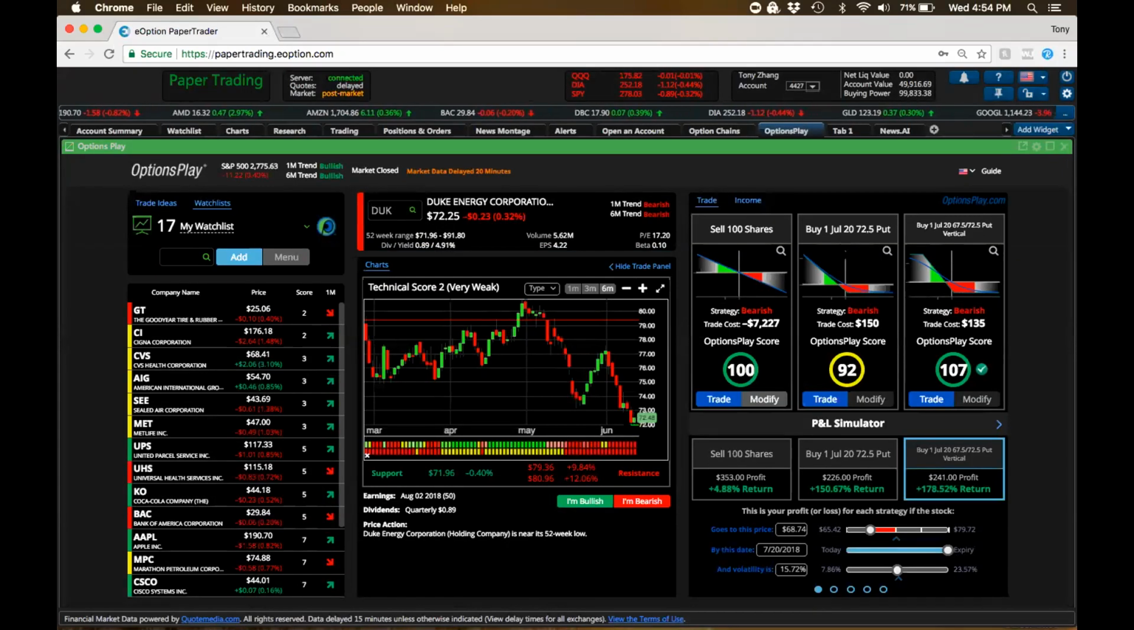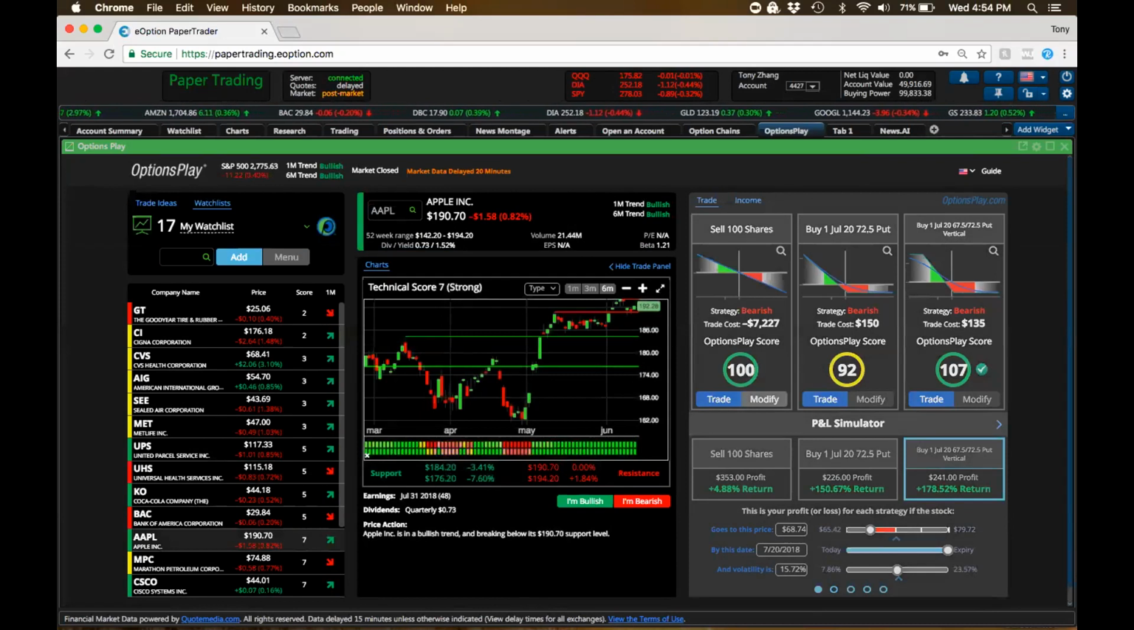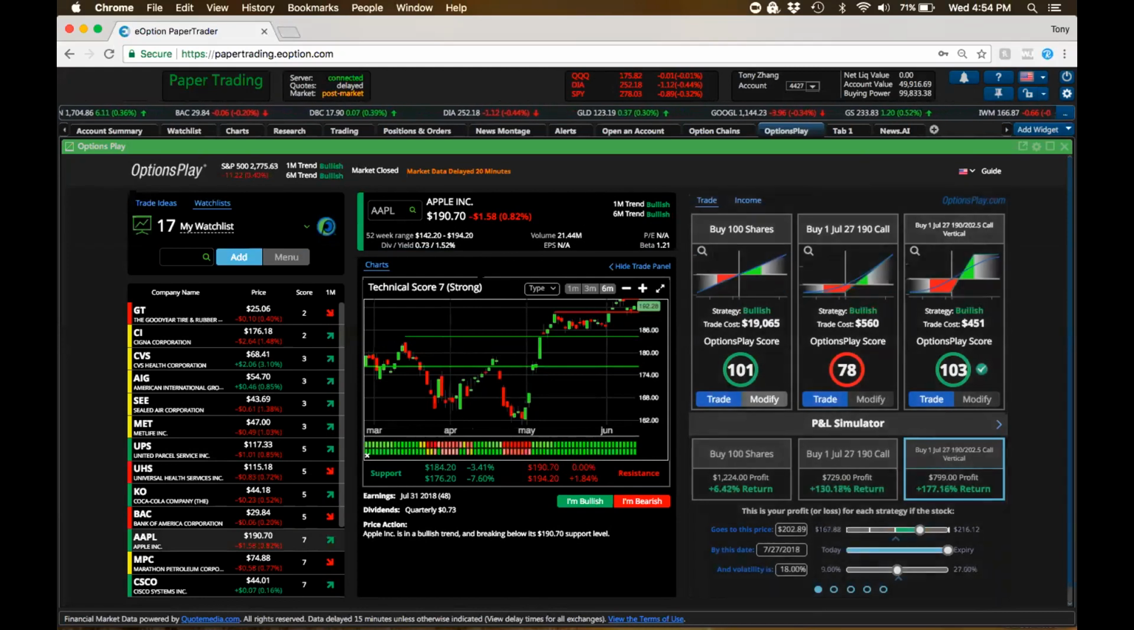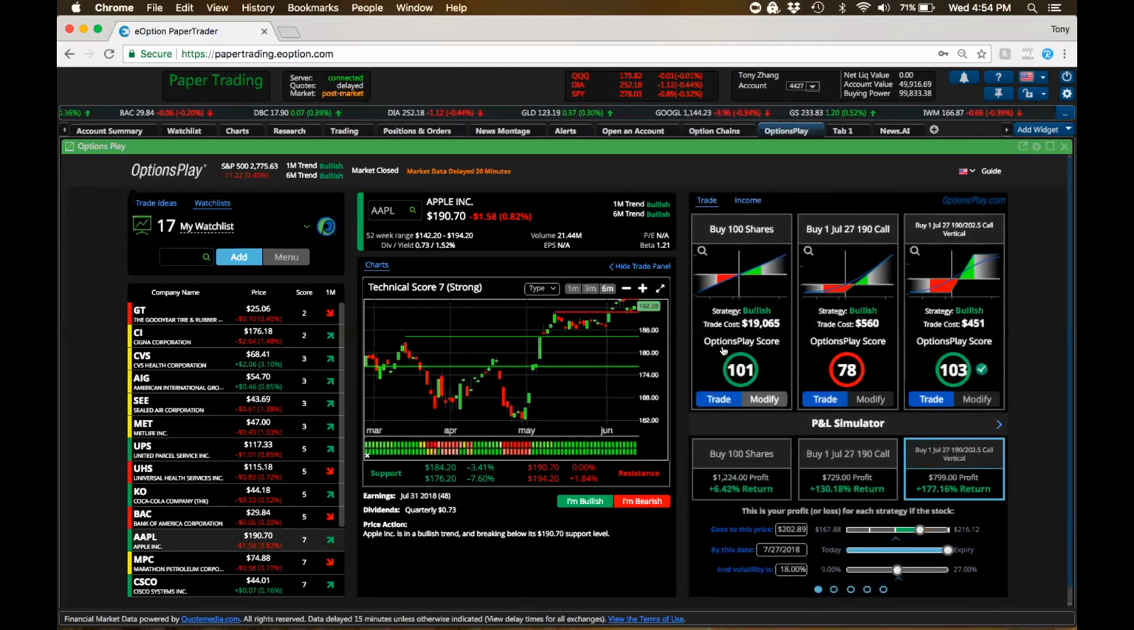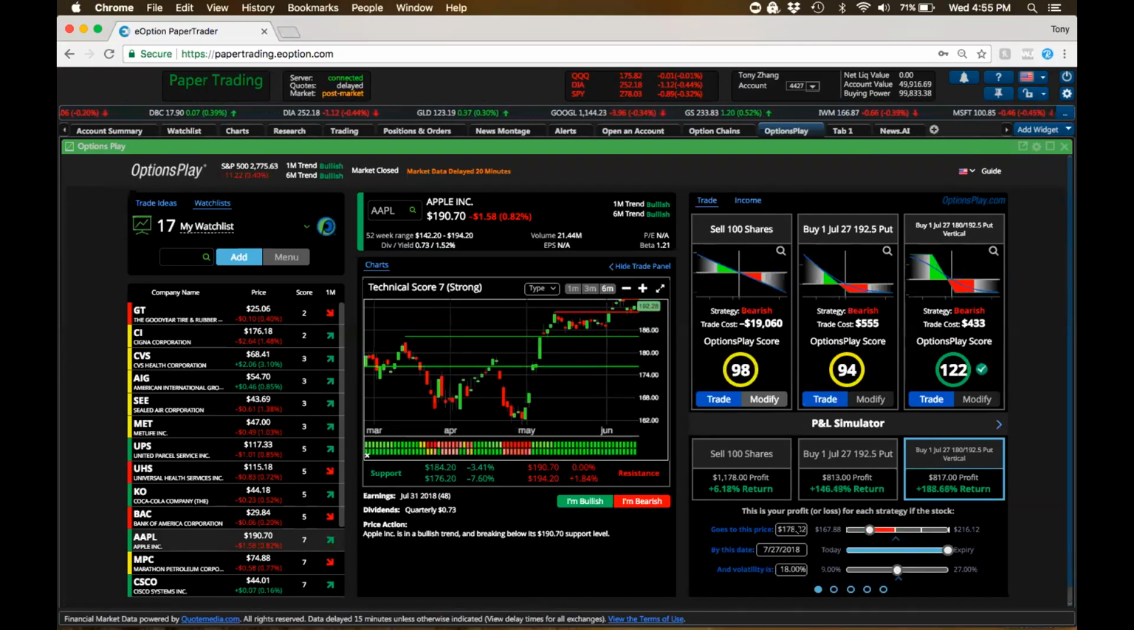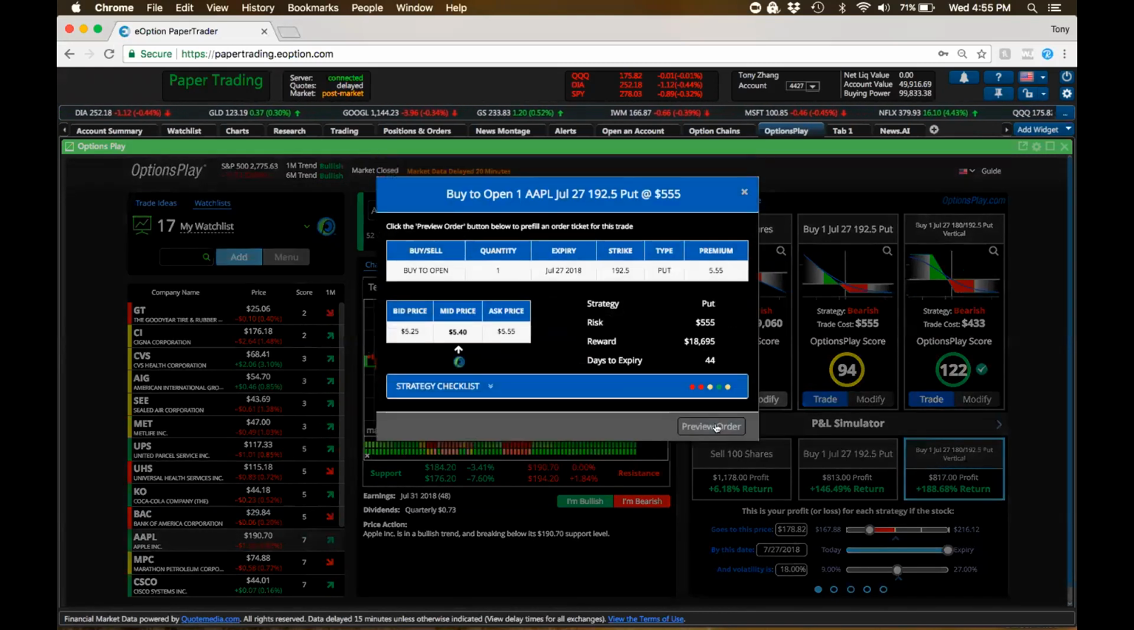Okay, so that's just a basic idea of how to utilize our platform if you're bullish or bearish. You type in any stock, you look at maybe the trend analysis and the relative strength analysis, make a feel or gauge where you think the stock's going to go. Click on either I'm bullish and see the 3 bullish strategies, or click on I'm bearish and see the 3 bearish strategies. Use the P&L simulator that allows you to say, hey, I think the stock's going to go higher, or I think the stock's going to go lower. See what your expected return is. Once you feel comfortable with the trade, hit the trade button, and the preview order button allows you to enter that trade directly into your platform without having to do any more work.